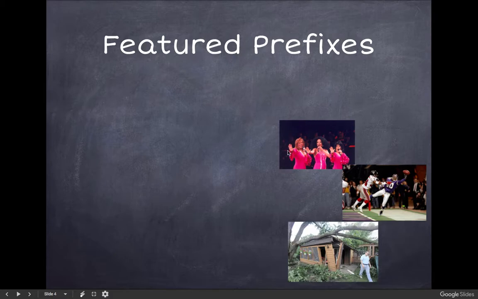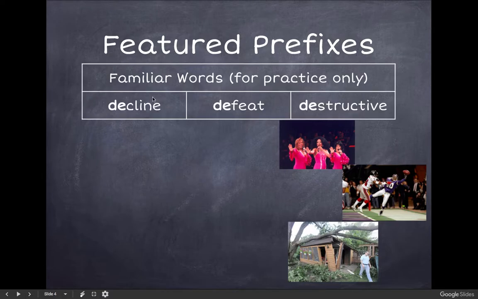Okay, we have a picture of the Supremes who sang a song called Stop in the Name of Love. Chris Carter doing a one-handed catch. He was the master of stretching the sidelines. And then we got a tree falling on top of somebody's home. Ouch. So, familiar words for practice only. You will not need to know these words on the test. They're just words you are familiar with.